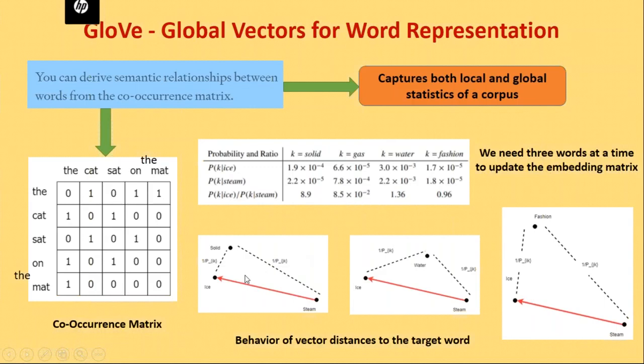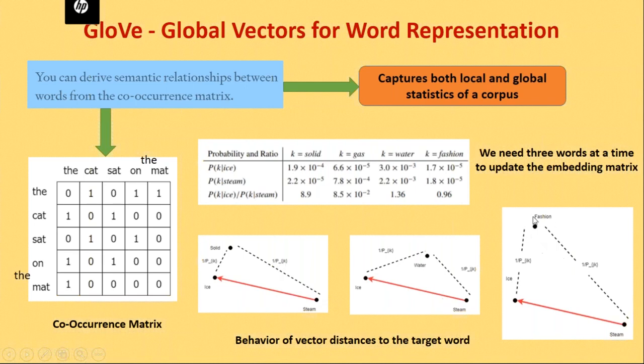The important observation that we can make here is that solid and ice are closer together. That means the distance is very small, so we can say ice and solid are similar to each other. Here steam and solid are very far from each other. Therefore, we can say the probability of solid and steam occurring together is less. So we can observe one thing: the distance between two words will increase when the probability of the words occurring together is less. So it is inversely proportional.